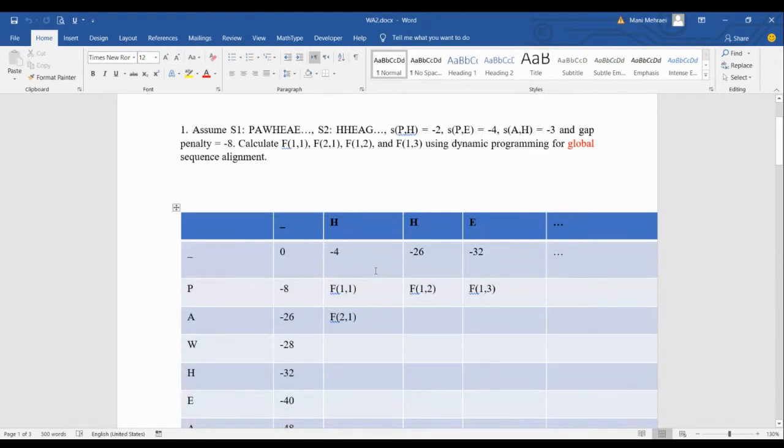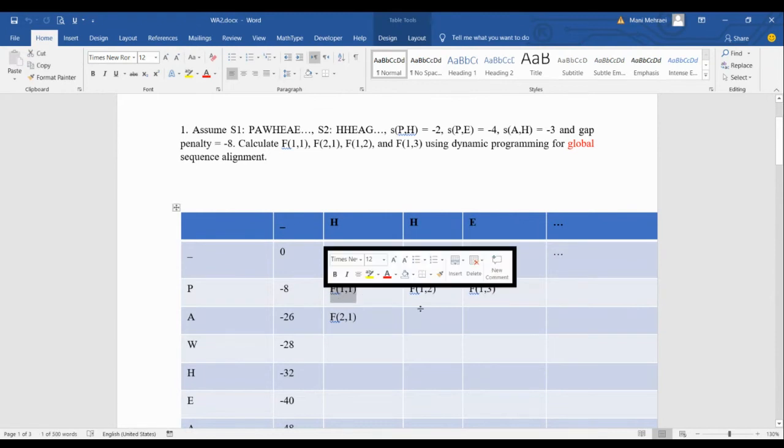Because it was the first time I asked such a question, I showed you on the table what I mean by F11. But later, I don't show you, for example, what is F13, then you should know. This one is F00, this one is F11, and so on.